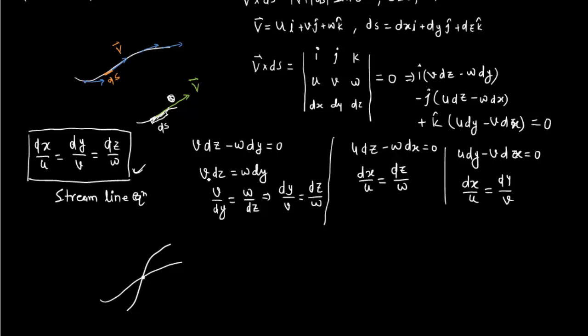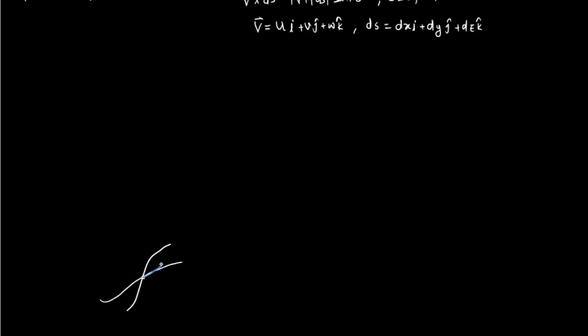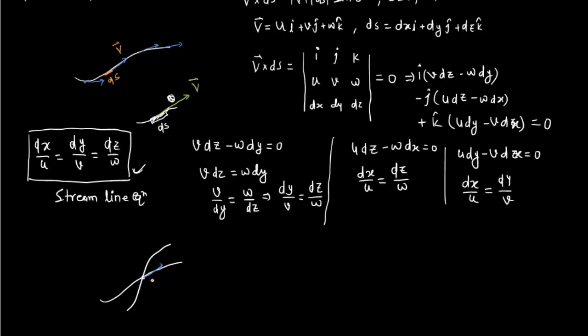So let's suppose we are considering this point, or this is a fluid particle on this streamline. Obviously the streamline is tangent to the velocity vector here. So this is the velocity vector in this case. Now for the same point, if it is on the other streamline, then the velocity vector will look like this one here.